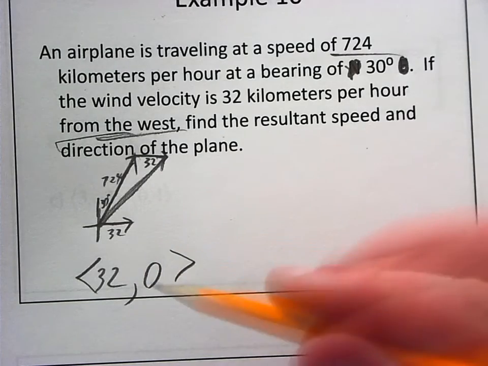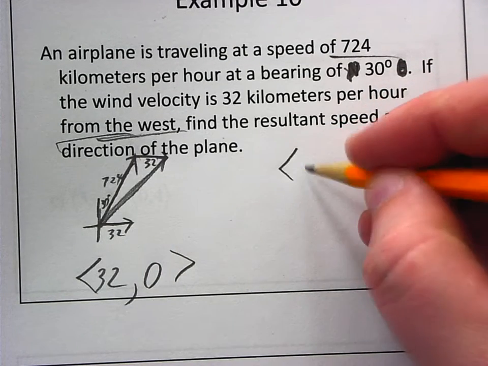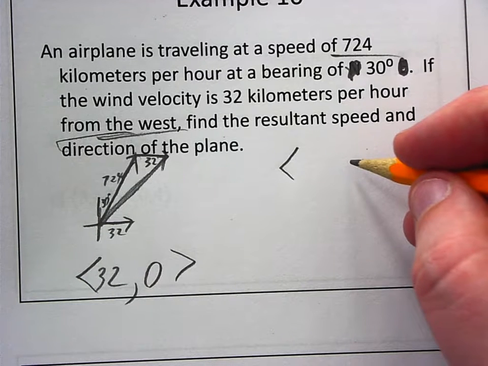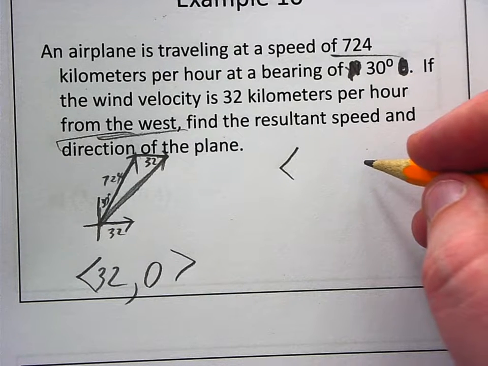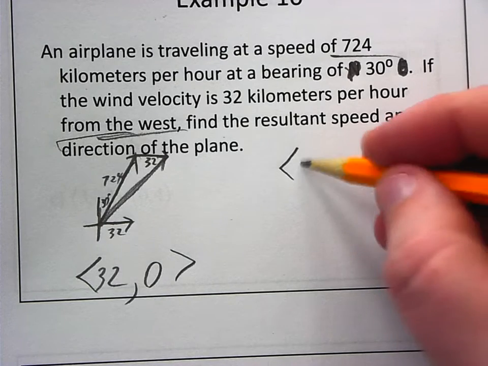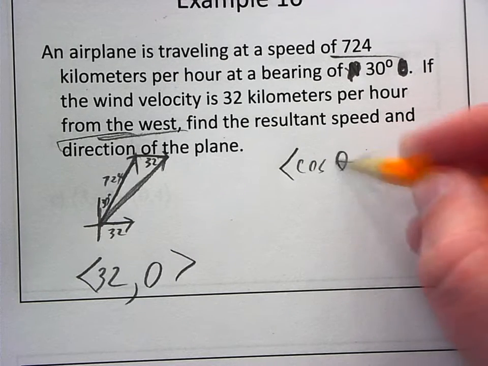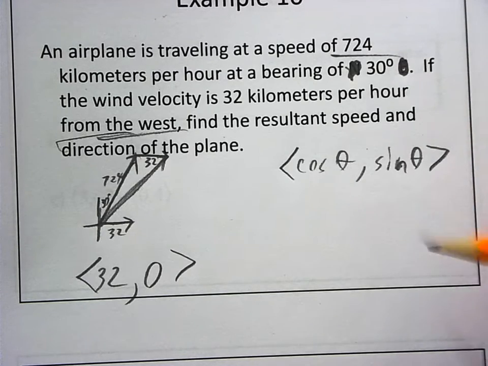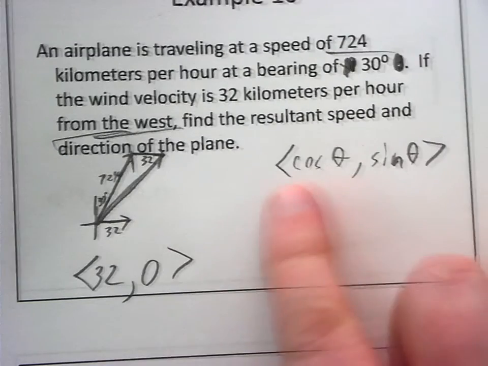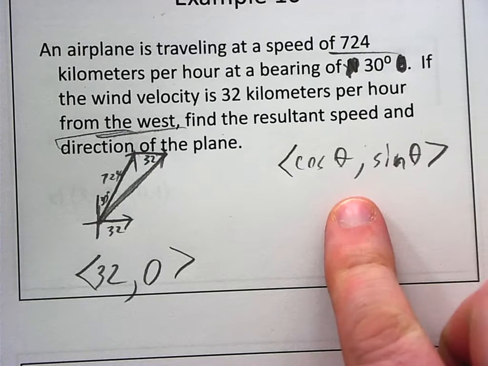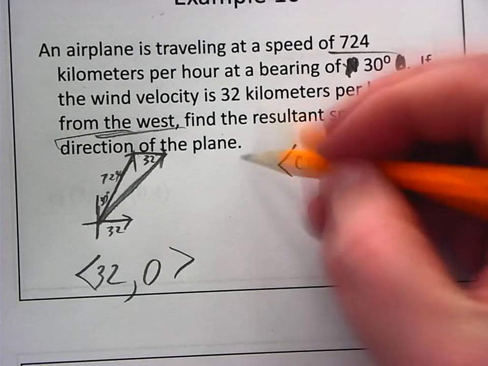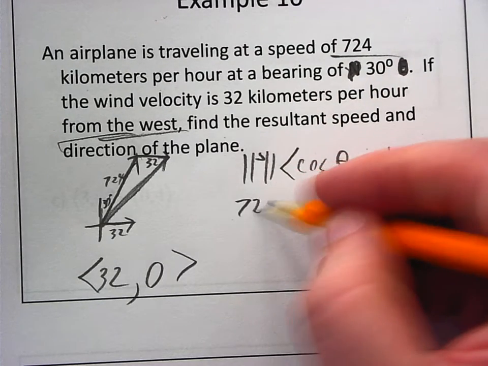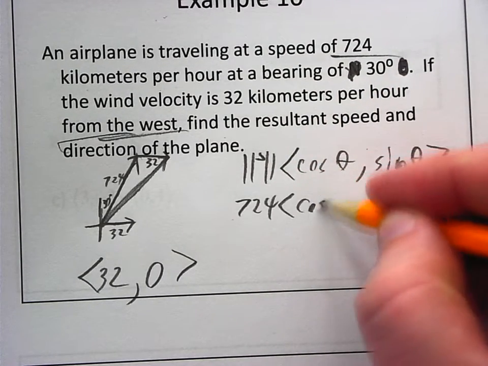For the other one, I can get the vector as a unit vector by taking what of theta? Yeah, cosine and sine. Remember this from yesterday, vaguely, right? And then I just need to multiply that because this vector is only 1 unit long, so then I need to take this times what? 724 times that magnitude of whatever that vector is. So I'm going to take 724 times cosine of what?